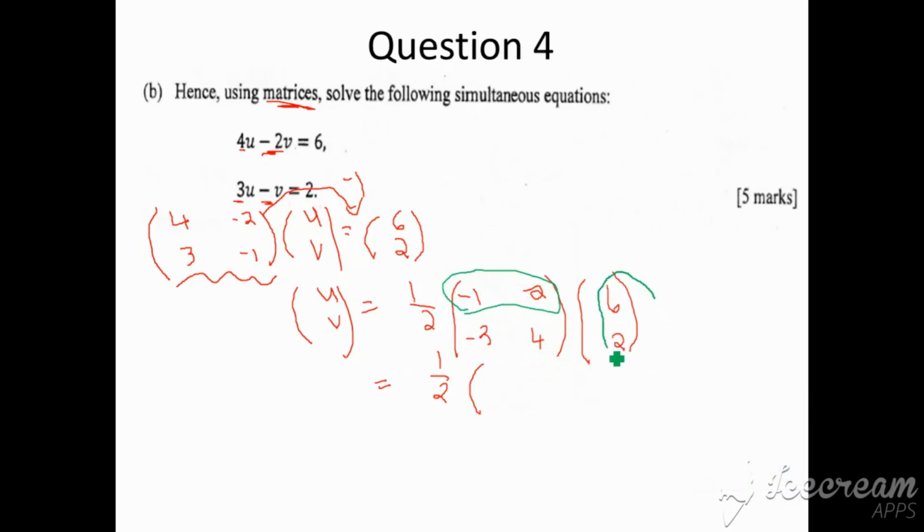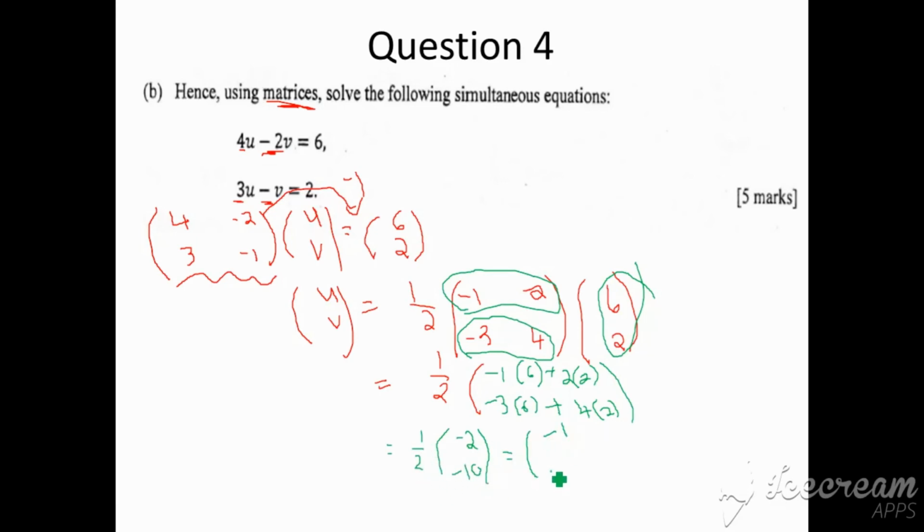Horizontal multiply with vertical. So negative 1 times 6 plus 2 times 2. Second row, horizontal with vertical. Negative 3 times 6 plus 4 times 2. Okay, so negative 6 plus 4 is negative 2. Negative 18 plus 8, so you have negative 10. Then you have to multiply with 1 over 2. So the final answer is negative 1, negative 5. So U equals negative 1, V equals negative 5.